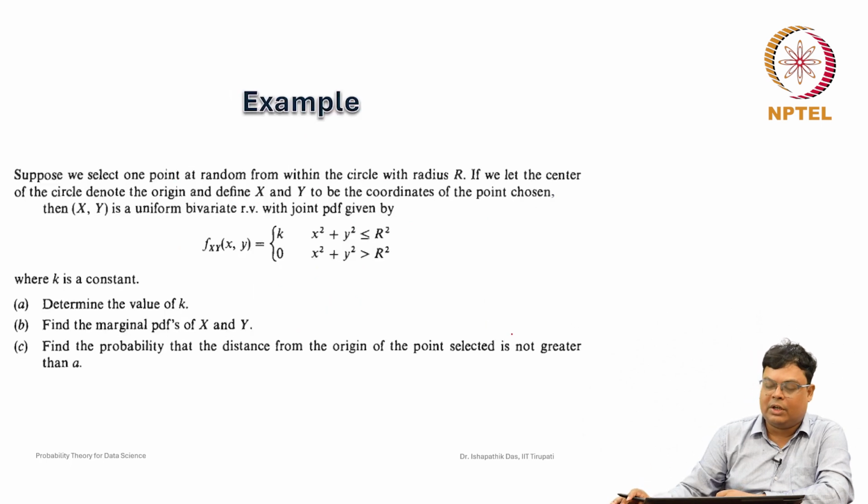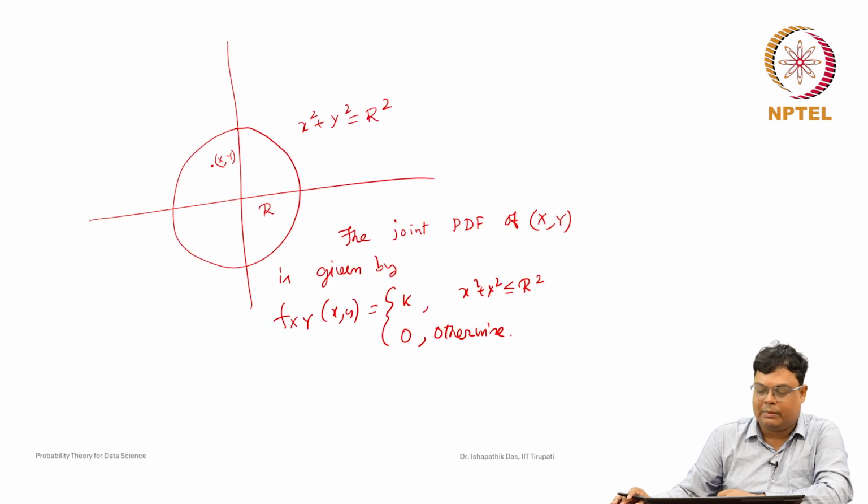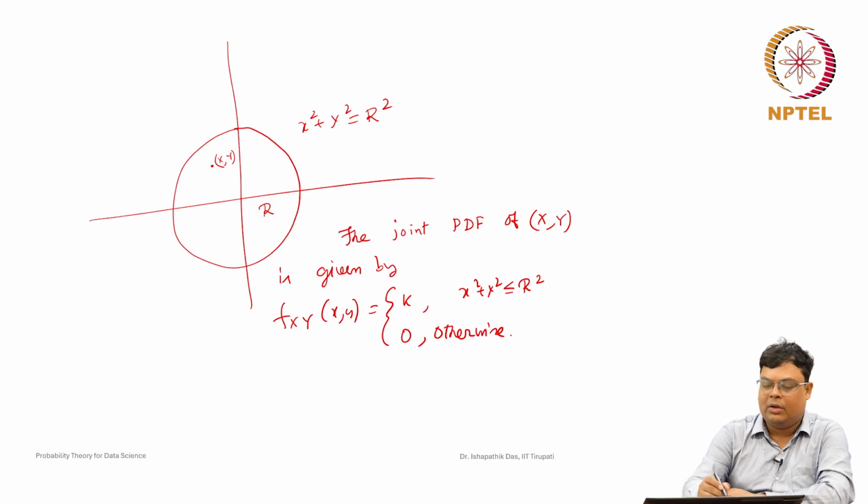So, this k is a constant we have to find out. Where k is a constant, determine the value of k, find the marginal probability density function of X and Y, and find the probability that the distance from the origin of the point selected is not greater than a. So, one by one let us find. First we find what k is. Here the probability density function is non-zero inside the region, in the circle, otherwise this is 0.